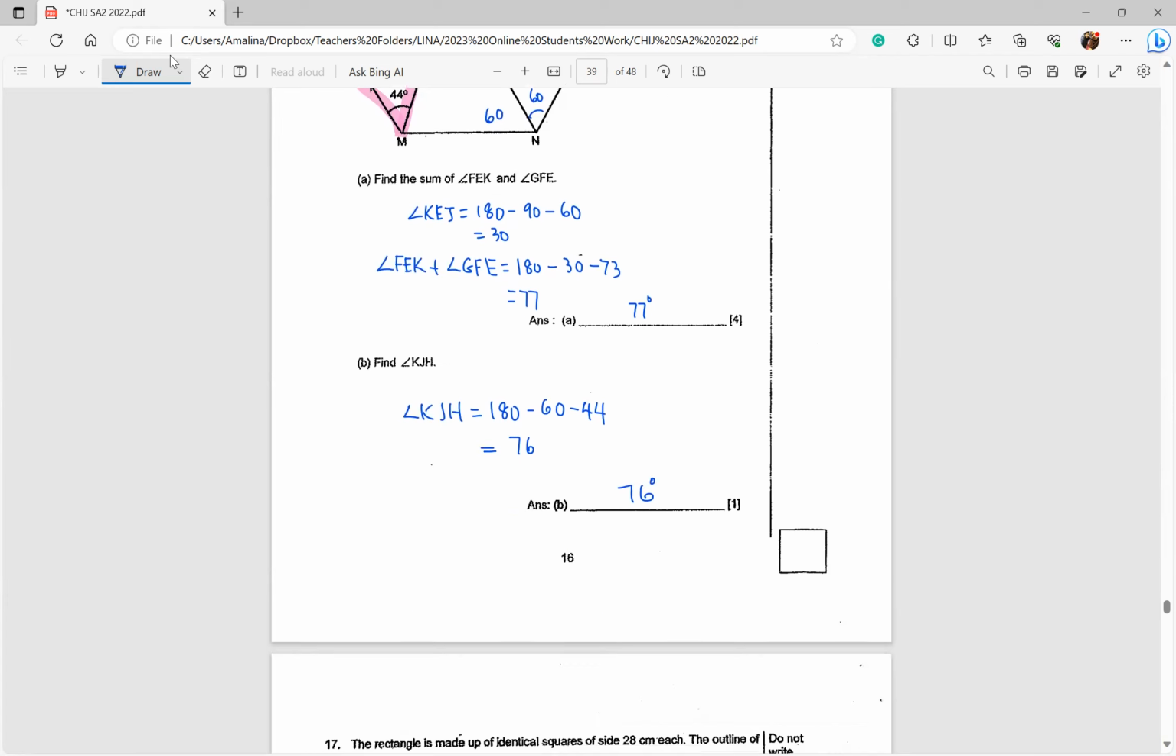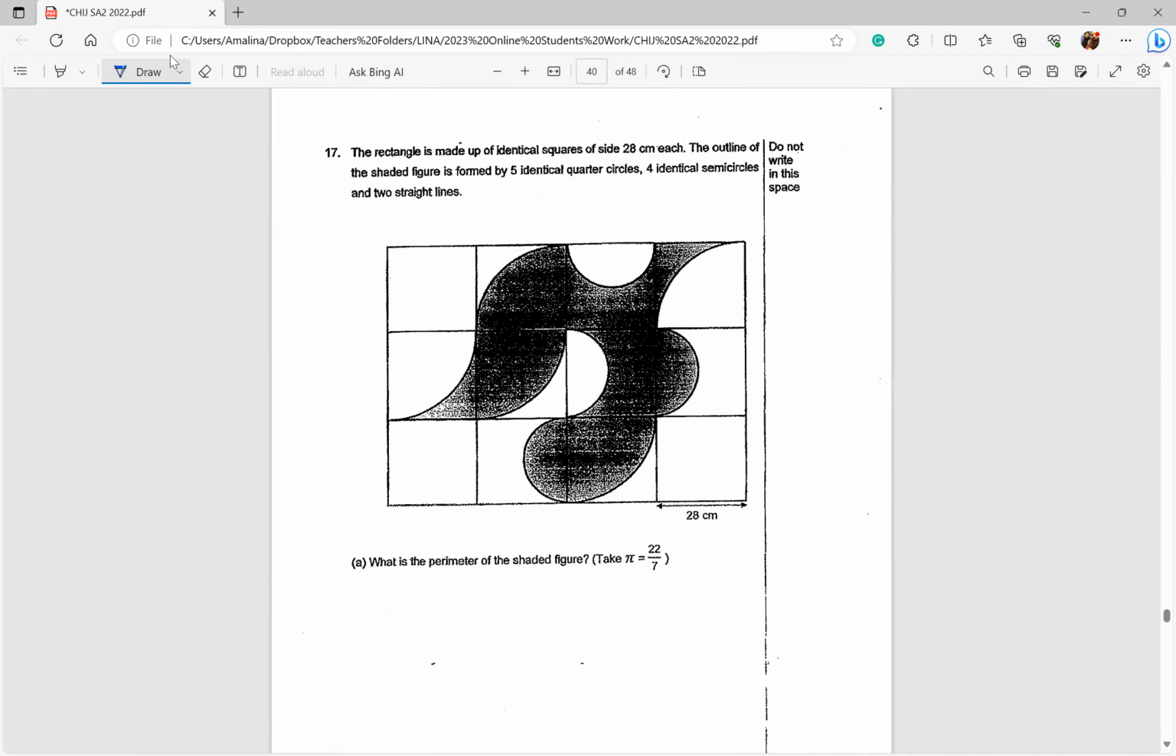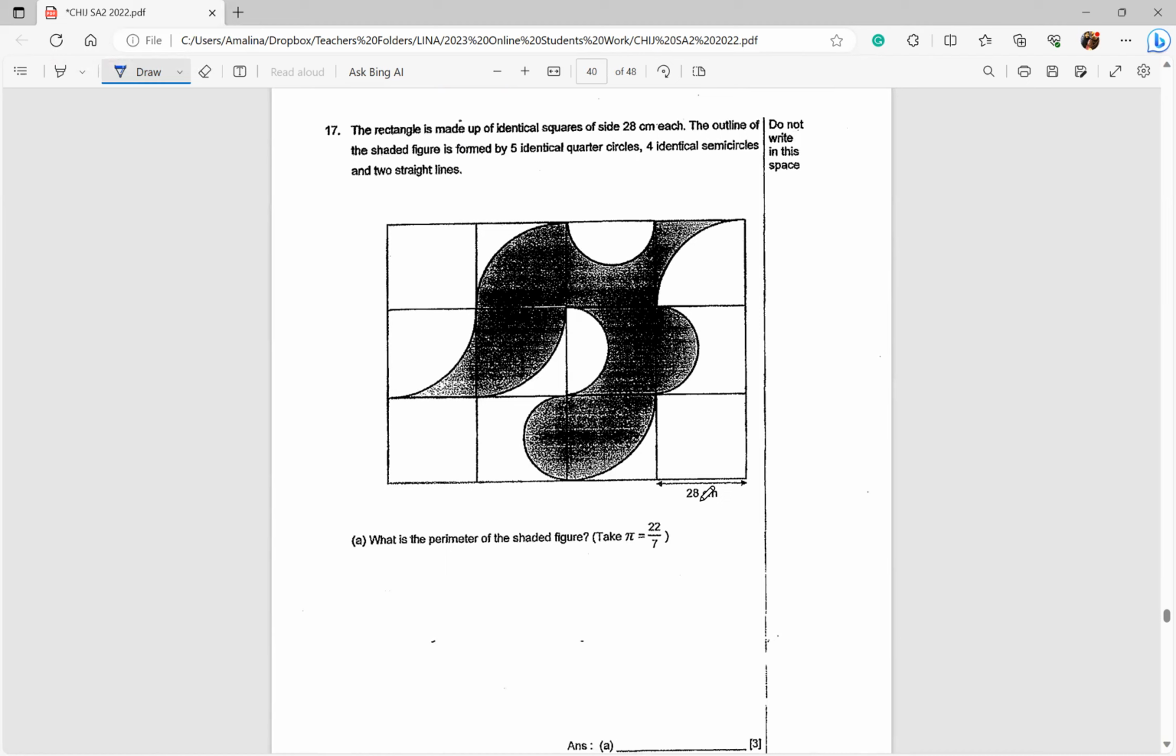Okay, let's move on to the last question for this paper. Now, the rectangle is made up of identical squares of sides 28 cm each. The outline of the shaded figure is formed by 5 identical quarter circles, 4 identical semicircles, and 2 straight lines. So what is the perimeter of the shaded figure?